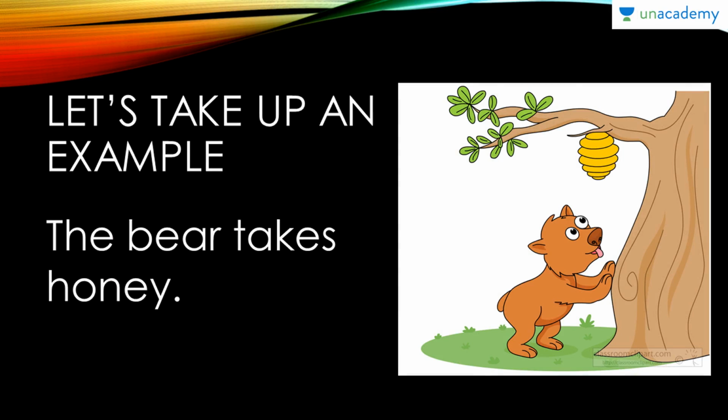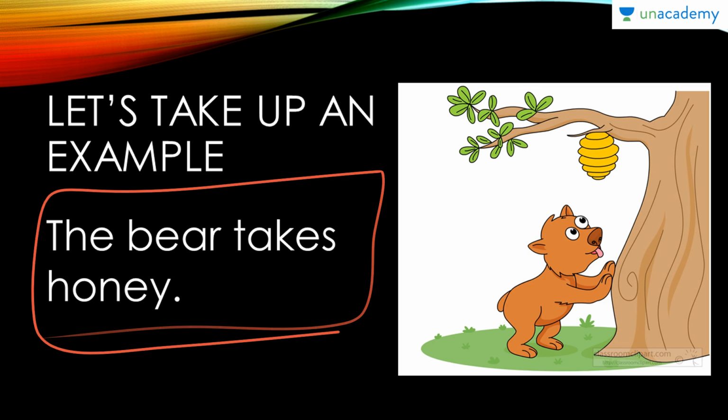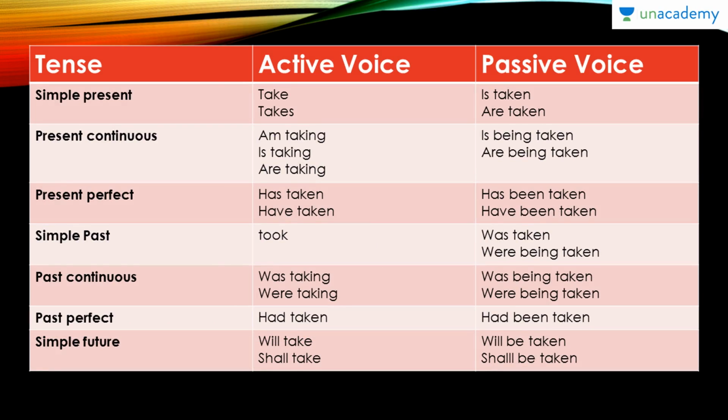Now we'll be going into the second part of what we'll be covering today. We'll be looking at various tenses and analyzing how the active and passive voices will change thereby. So this is our basic sentence. The bear takes honey. So we have a small tabular column with the various tenses here. And we will analyze how the active and passive verbs change accordingly. So we have here 7 tenses and I will read them out. Simple present, present continuous, present perfect, simple past, past continuous, past perfect, and simple future.